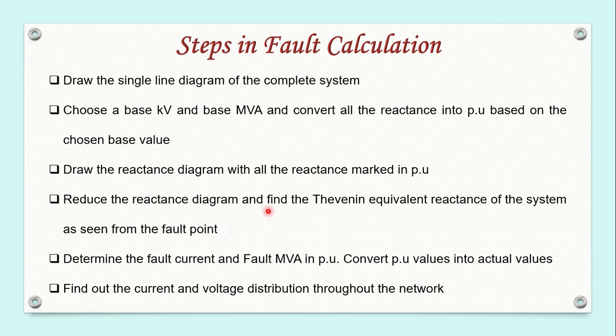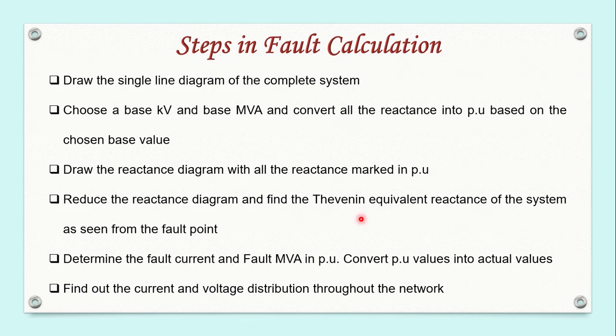So we have our power system network, and there will be a symmetrical fault on any part of the power system network. From that particular point, we need to find the equivalent reactance of the system. We have the reactance diagram, and in that reactance diagram there will be a fault on any part of the system. From that particular point, reduce the reactance diagram. Find the Thevenin equivalent reactance as seen from the fault point. With respect to the fault point, find the Thevenin equivalent reactance of the system.